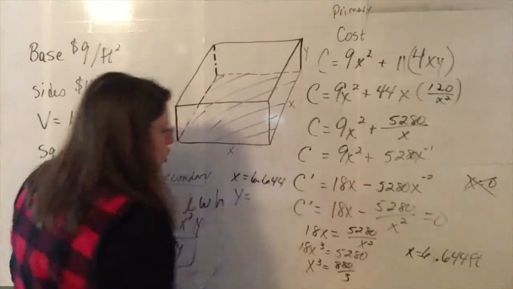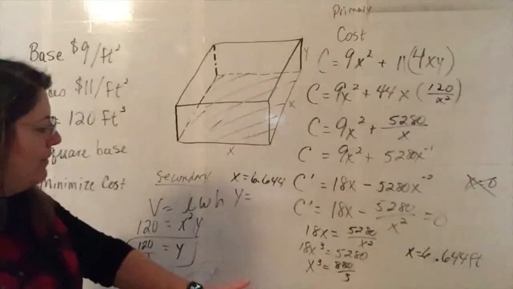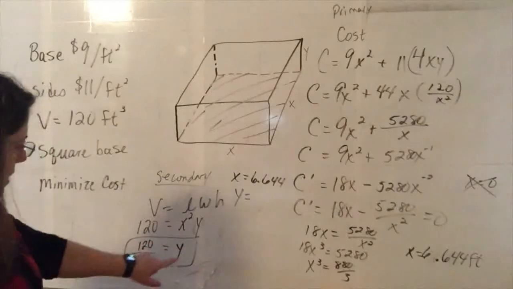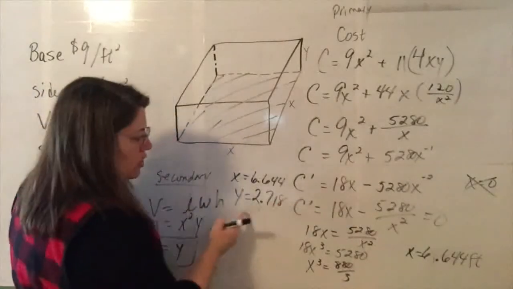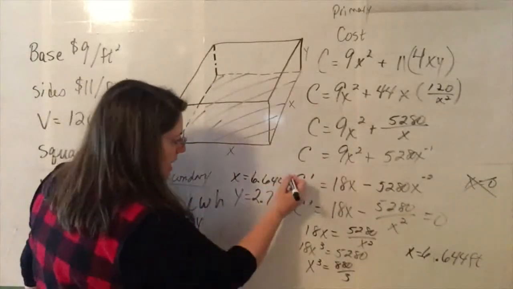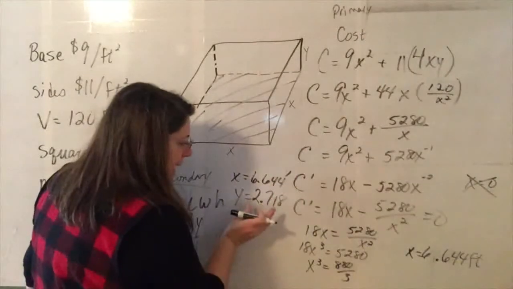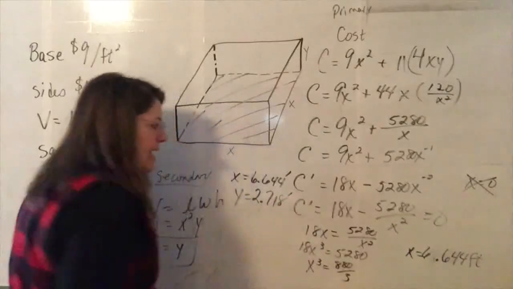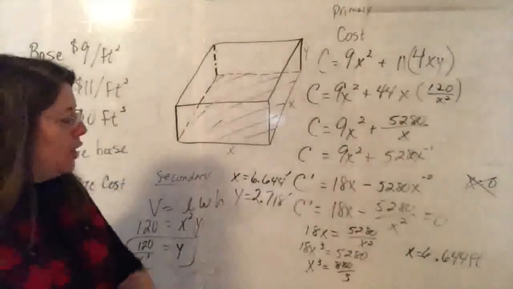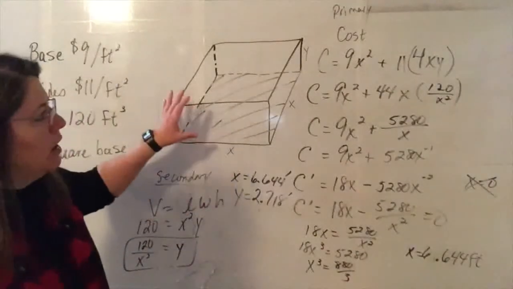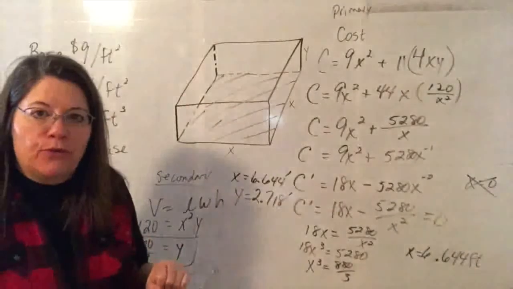My y value will be, and to get my y value, I plug that into this right here. My y value is 2.718. So we've got the dimensions of 6.644 feet by 2.718 feet. Those are the dimensions that will minimize our cost for this function.